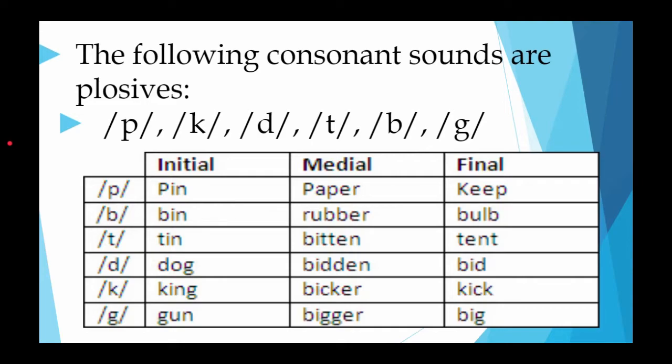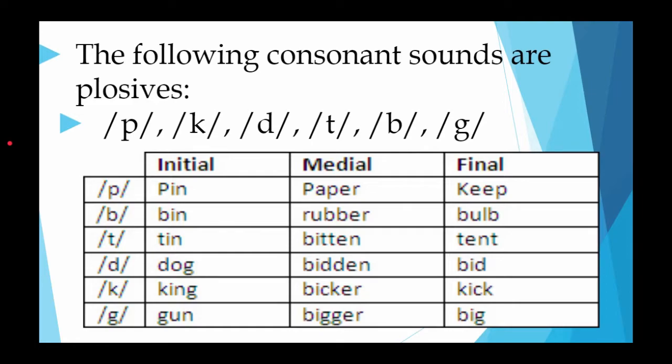Then, in the T sound, we shall find it in the beginning of the word tin, in the middle of the word bitten, and in both the beginning and the end of the word tent. For the word dog, we shall find the D sound in the initial or at the beginning. Then the D sound can again be found in the medial or the middle of the word bidden, and it can be found at the back or at the final part of the word bid.